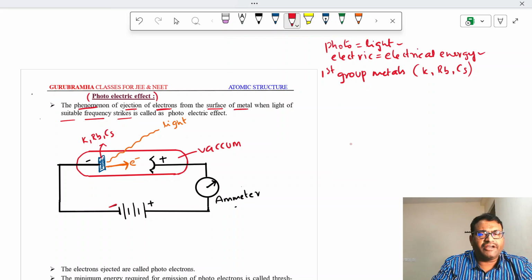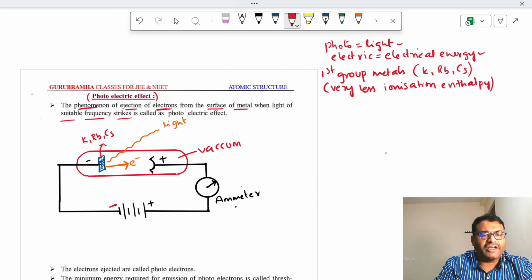Okay, because they have very less ionization enthalpies. They can lose electron easily. If they lose one electron, they get octet configuration. That is also one of the reasons why they have less ionization enthalpy.